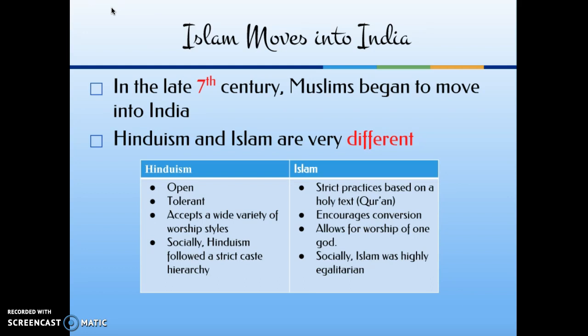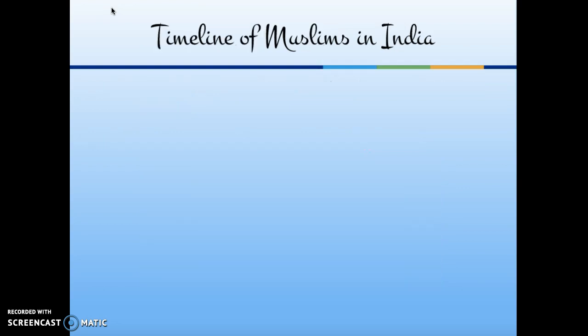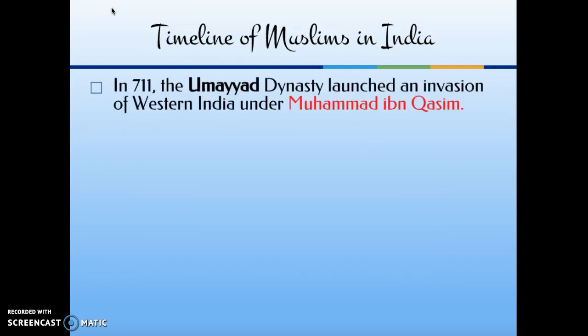So when Islam comes in, they have very defined practices based on the Quran. They encourage conversion, often through Sufi missionaries. And as we know, they're also strictly monotheistic. And in contrast, Islam was very egalitarian. So these two religions are going to function in a different way than we see in other regions where Islam has spread. So let's go over a brief timeline.